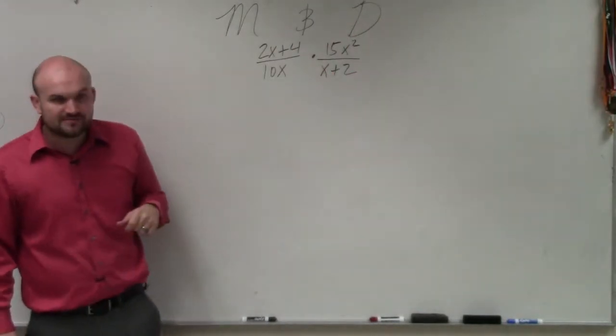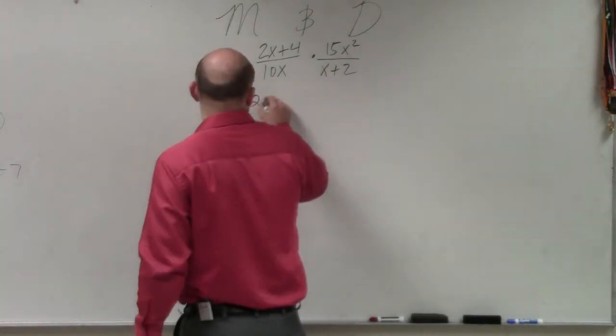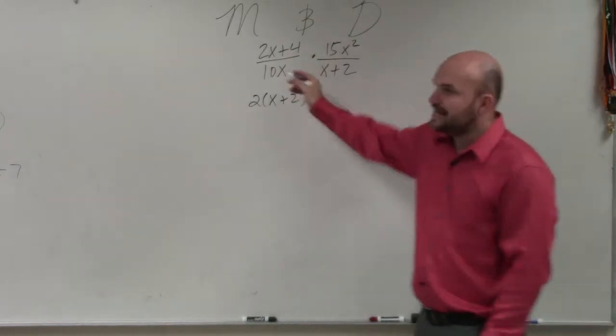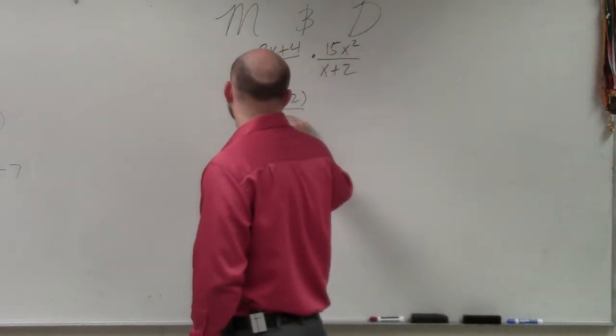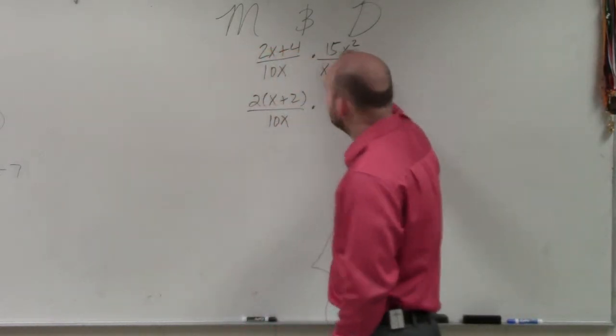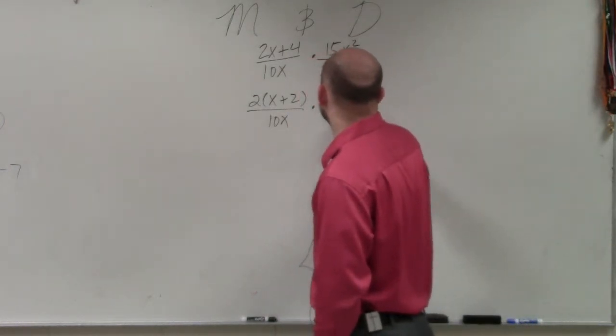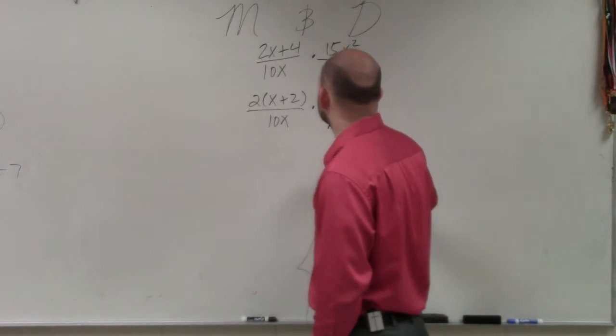So I have 2x + 4. I can factor out a 2 there, so I'm left with 2(x + 2). 10x, I cannot factor anything out, so I just leave that as 10x. 15x squared, I can't factor anything out there, so I leave that as 15x squared. And then I have an x + 2.